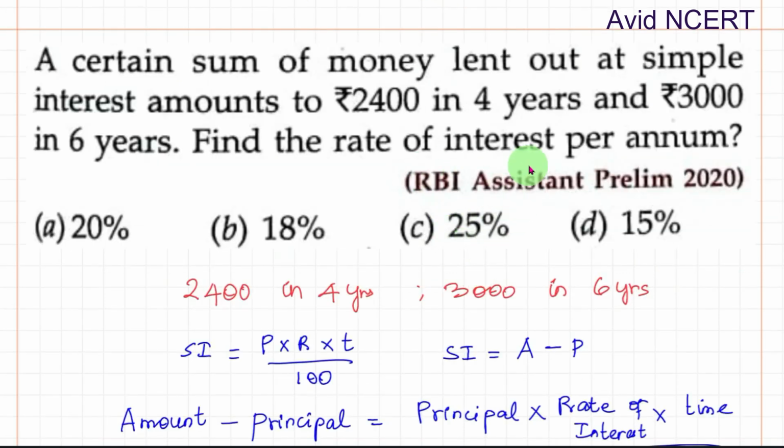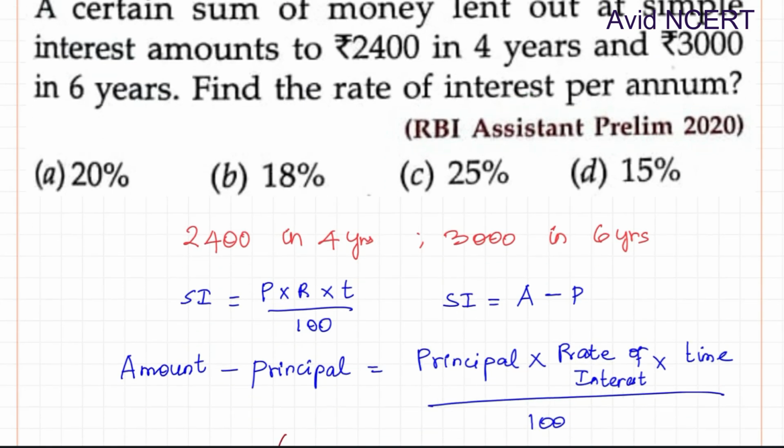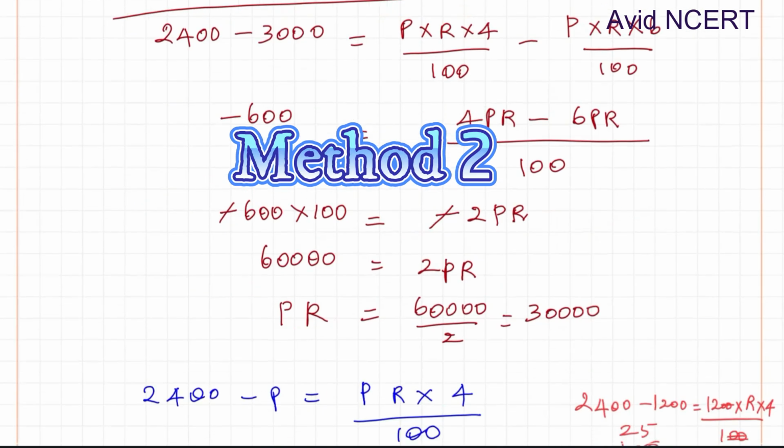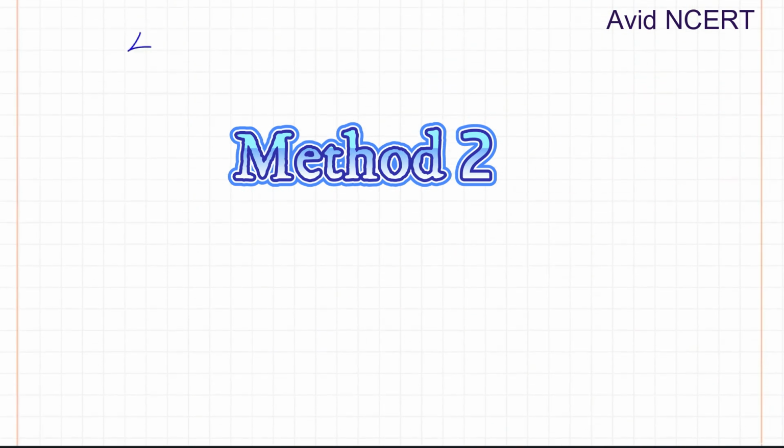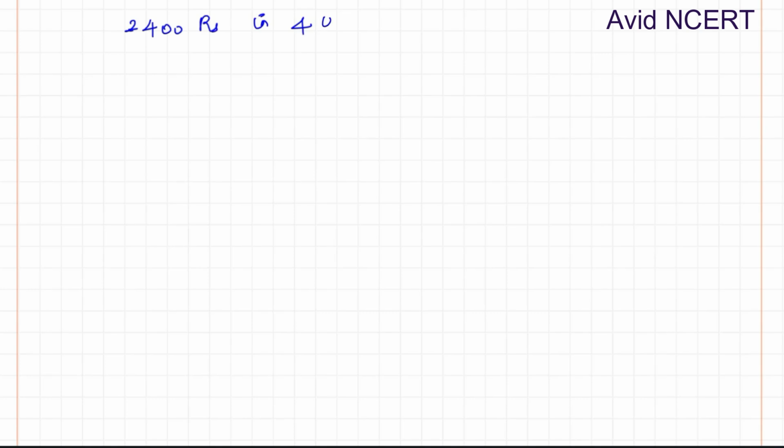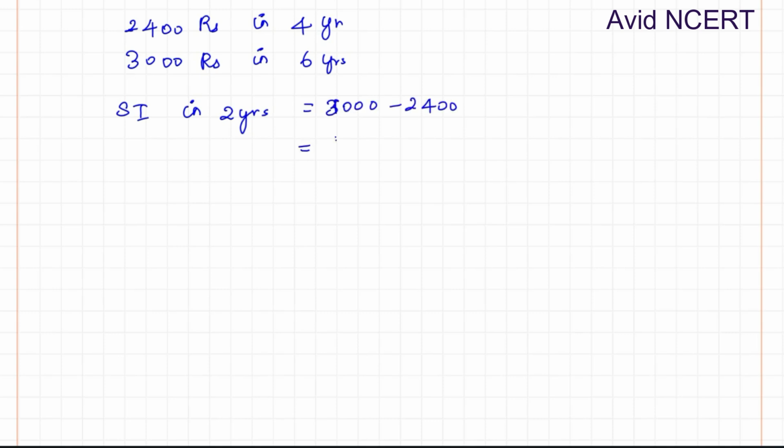But there is another simpler method, so I'm going to work on method 2 also. For 4 years it is 2,400 rupees and for 6 years it is 3,000 rupees. So the simple interest in 2 years is 3,000 minus 2,400, which equals 600. Therefore the simple interest in 1 year equals 300.